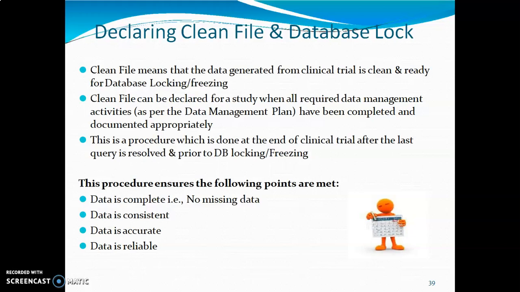This procedure ensures the following points are met. First, they make sure that data is complete, so that no missing data is observed. Data is consistent, accurate, and reliable, so that high quality data is generated from the clinical trial. This is the conclusion from declaring a clean file.